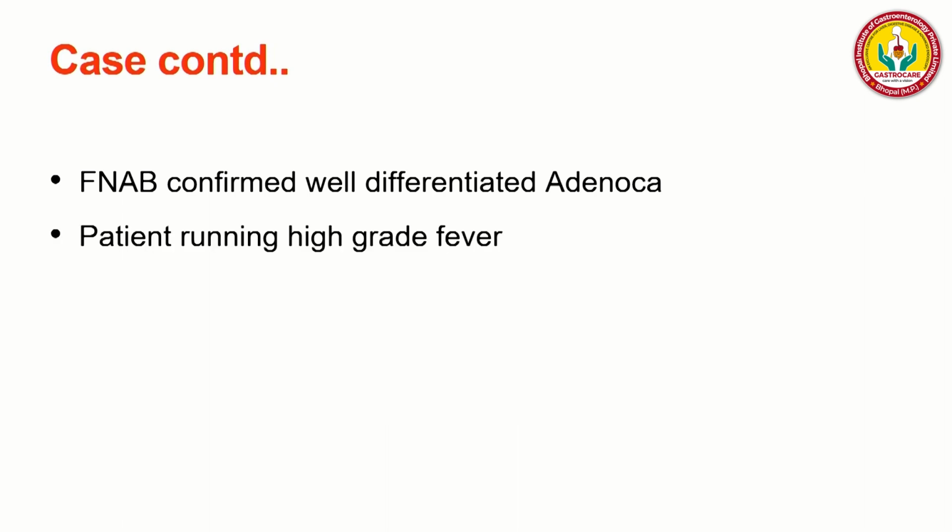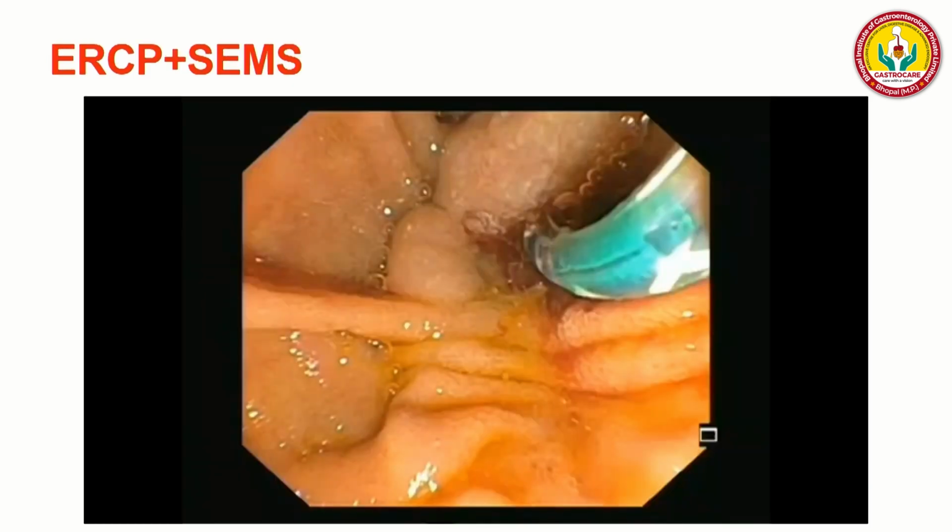And as luck would have it, on the day we did the FNAC, same day evening he developed cholangitis. High grade fever, bilirubin shot up from 12 to 18. And we had to go and do an ERCP. Now last question, before we go ahead, anybody can take up. Would you do a SEMS or would you do a plastic stent in this case? What would be your choice?